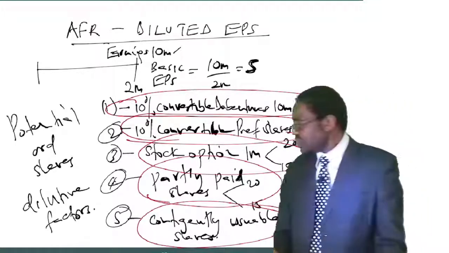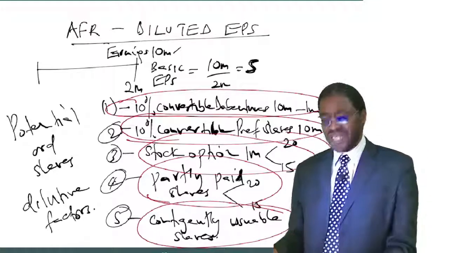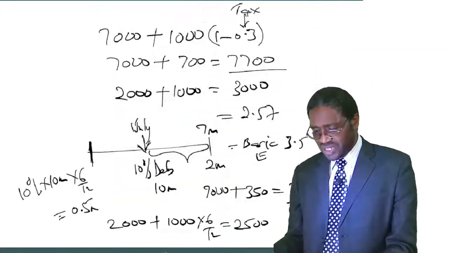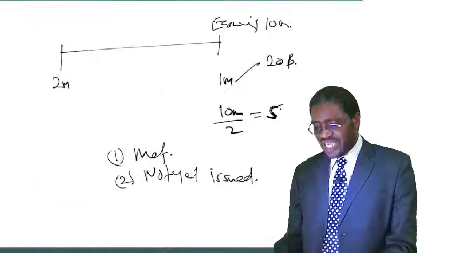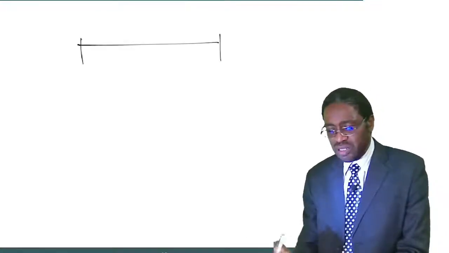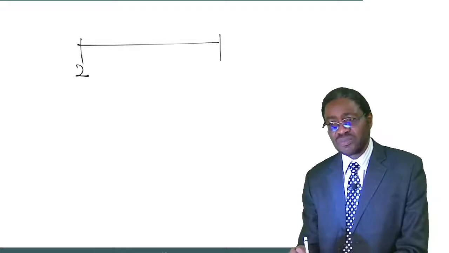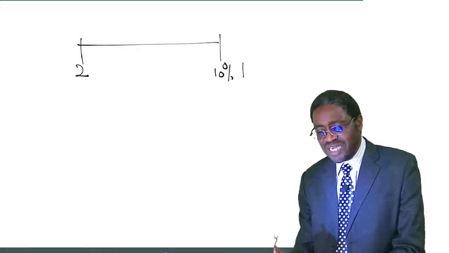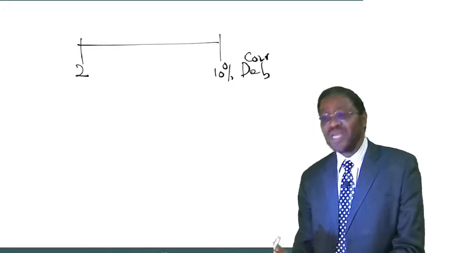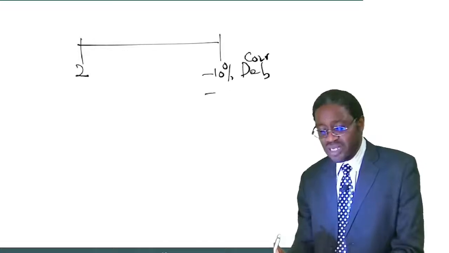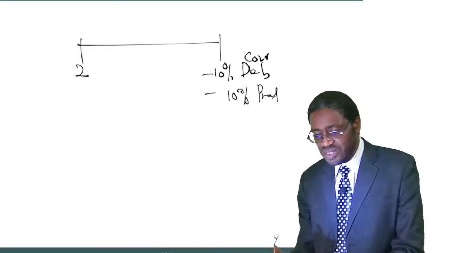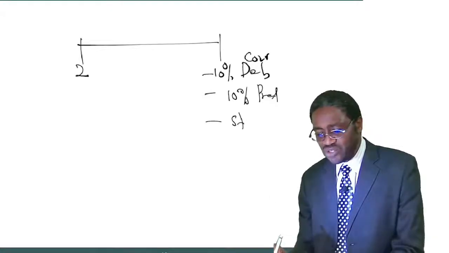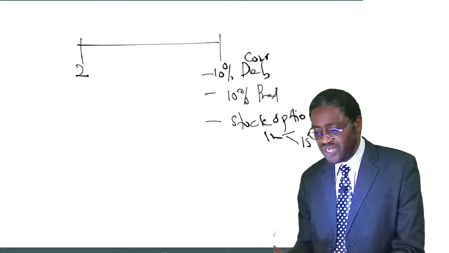Now listen, because we have no time, next lesson we shall look at another scenario. In your exams, you are normally given a scenario whereby you began the year with 2 million shares, nothing happened during the year, but by the end of the year, your company has a 10% convertible debenture. At the same time, your company has a 10% convertible preference. At the same time, your company has a stock option of 1 million shares at a price of 15 when the market price is 20.